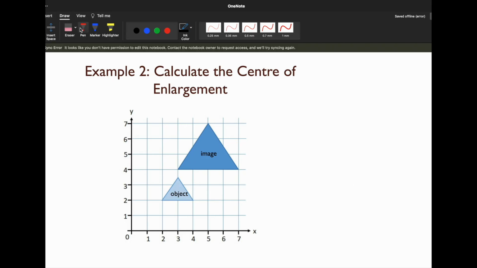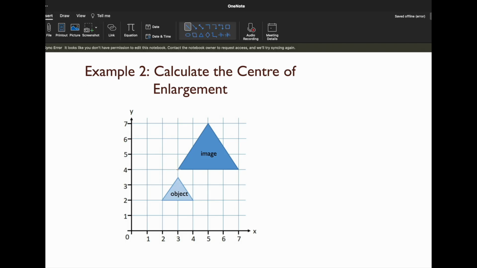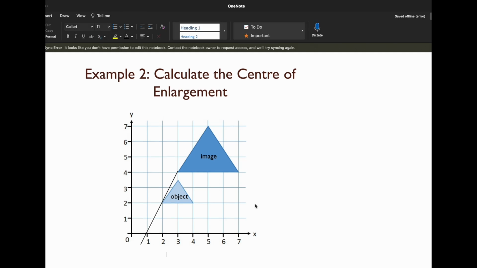So 3, 4. All right? Then I would come here, connect it with this, and just continue drawing. Did what I did just now make sense? Yes. Lovely. Good. Now, next thing we do, we have to do another corresponding point.